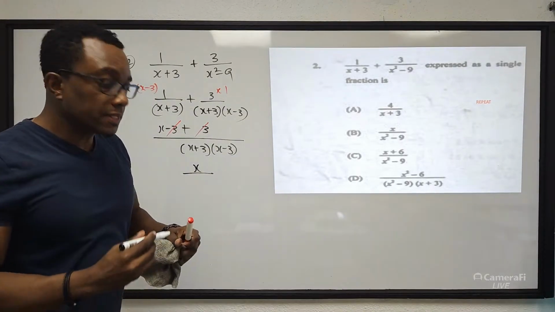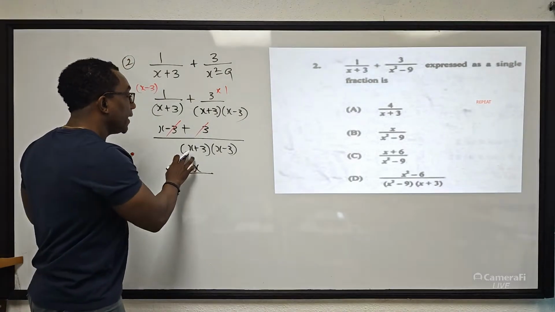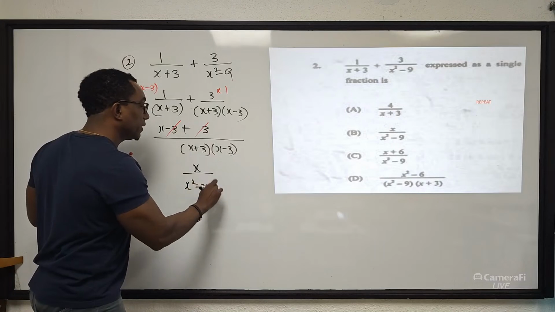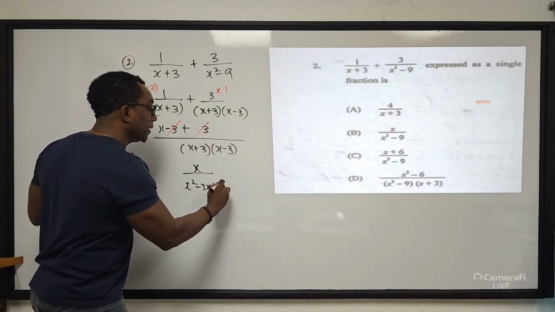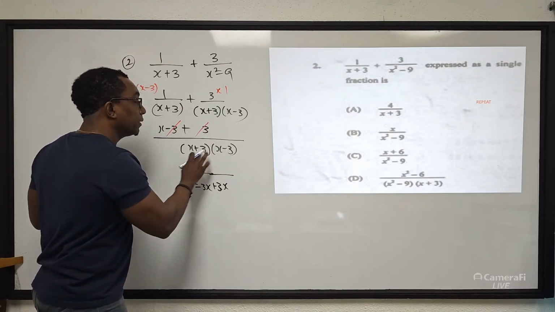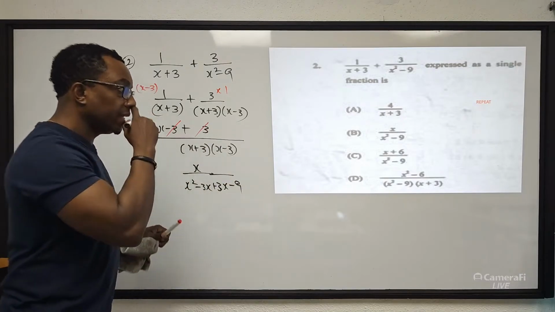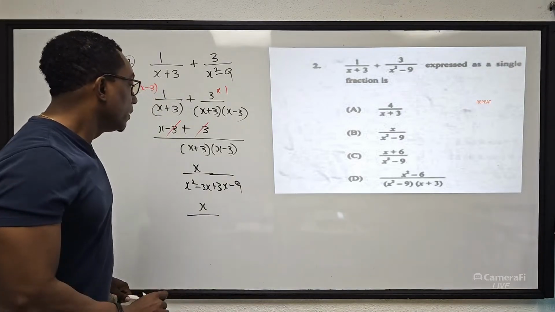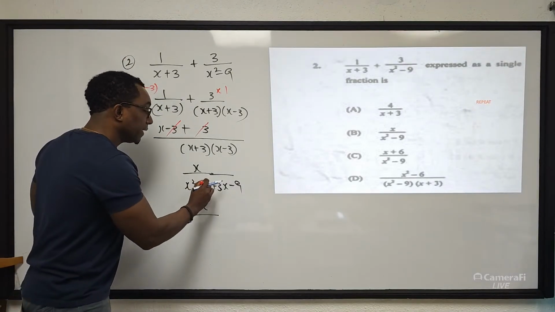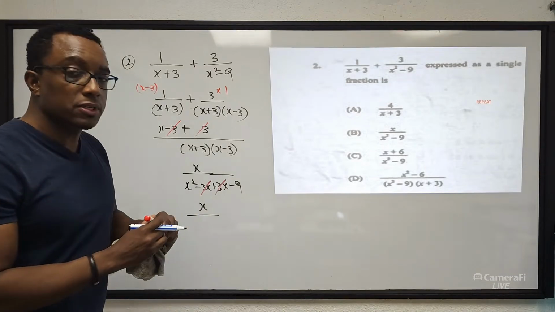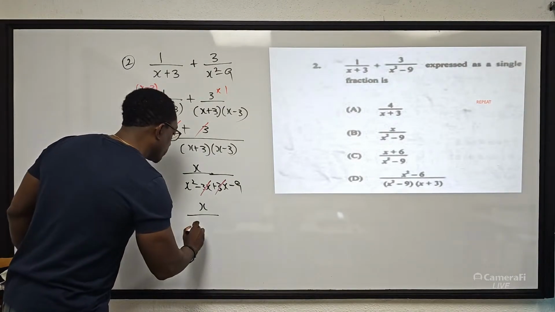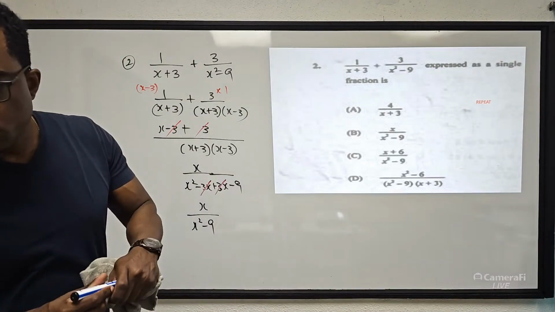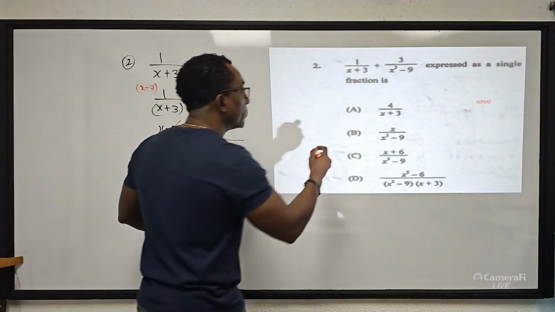And in my denominator, I can expand the denominator. X by x gives me x squared. X by negative 3 is negative 3x. Plus 3 by x is plus 3x. And plus 3 by negative 3 is negative 9. Negative 3x and positive 3x will cancel out to become 0. So I'm going to get x over x squared minus 9. So for question 2, the answer there is B.